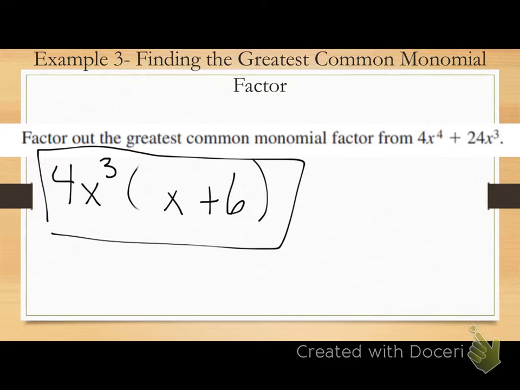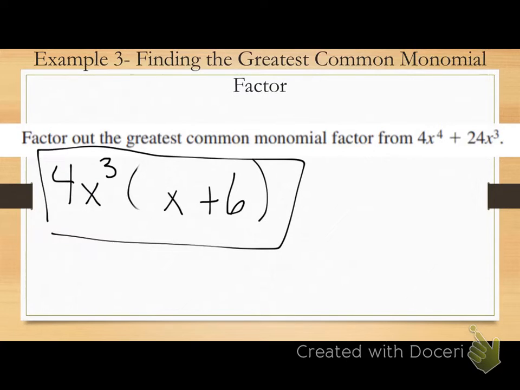Does everyone see how it's just the reverse of the distributive property? Look for the GCF first, and then you undistribute. Okay? I know this is the greatest common factor because, well, what's the coefficient in front of x on my answer? Just the x. 1. There's a 1 in front of that x, right?